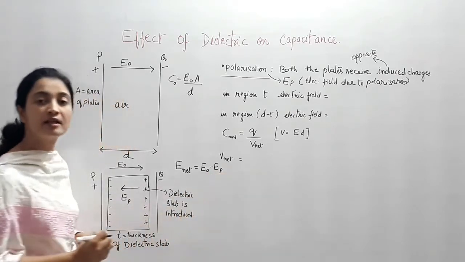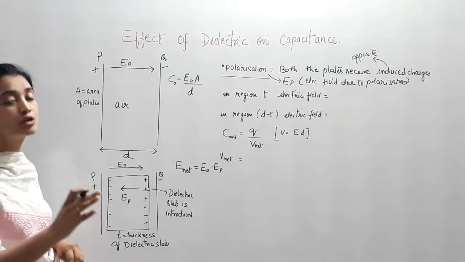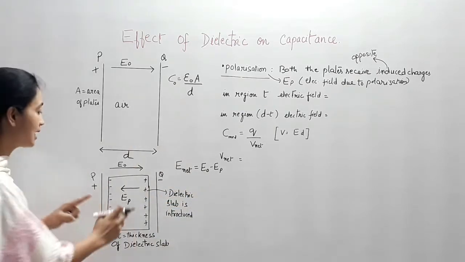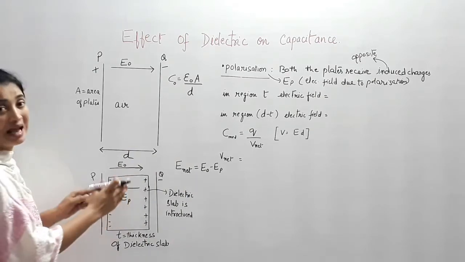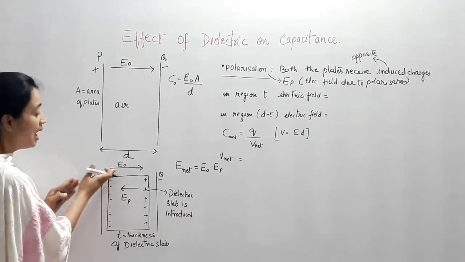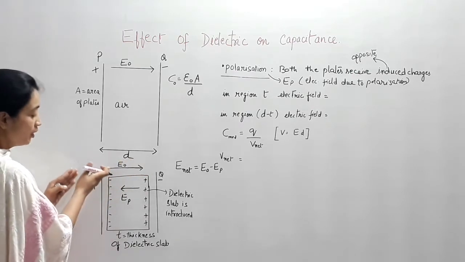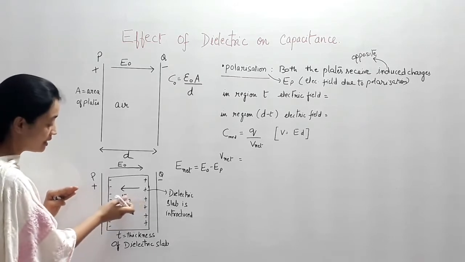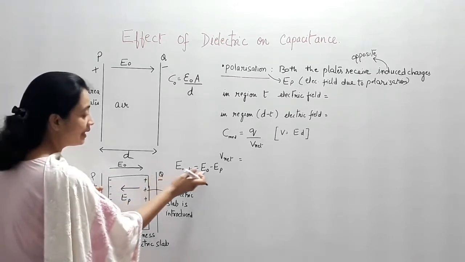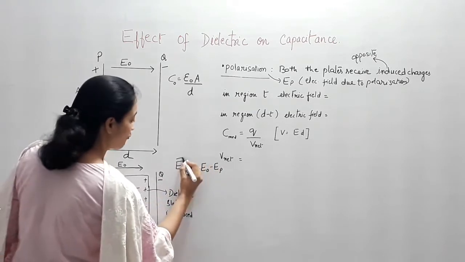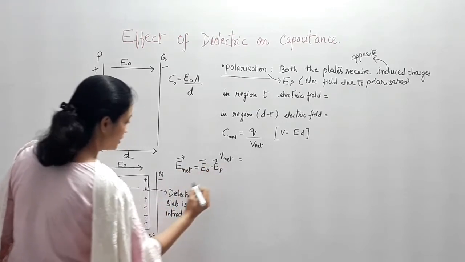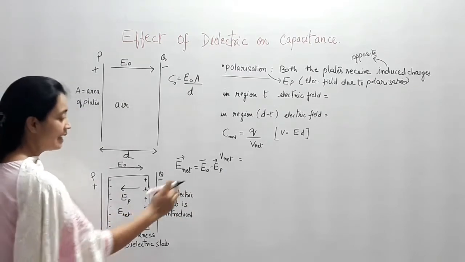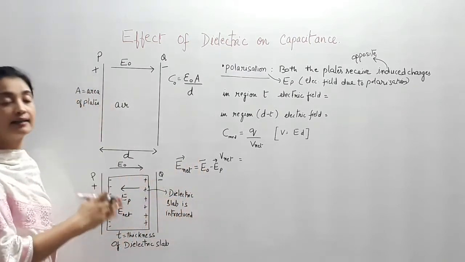Why have we subtracted these two vectors? We very well know that the electric field is a vector quantity. Why are we subtracting it? Just because they are in opposite directions, as is visible from the diagram. The applied electric field is from P to Q and the polarized electric field inside the dielectric is against this direction. So the net electric field is E0 minus EP, and of course they are all vectors. This net electric field will exist inside the dielectric.